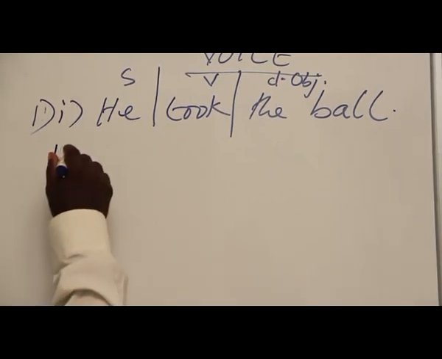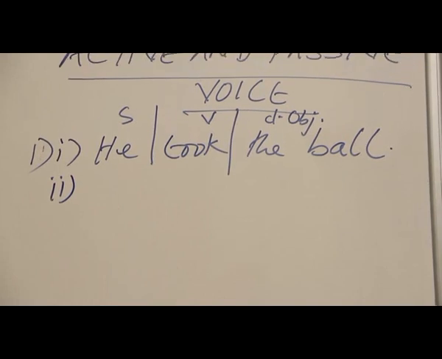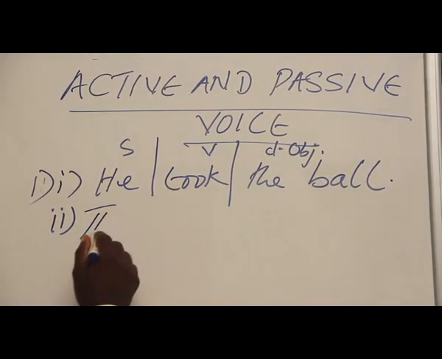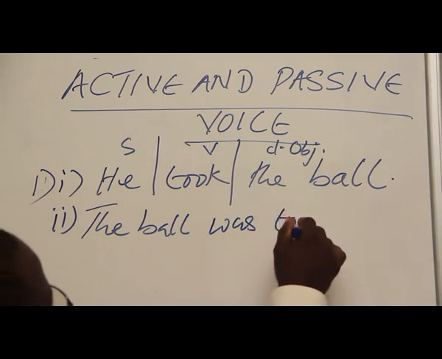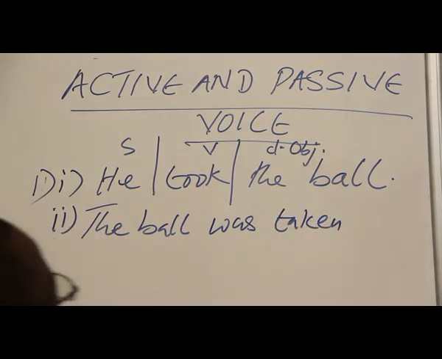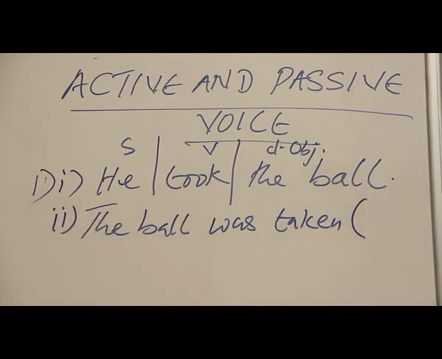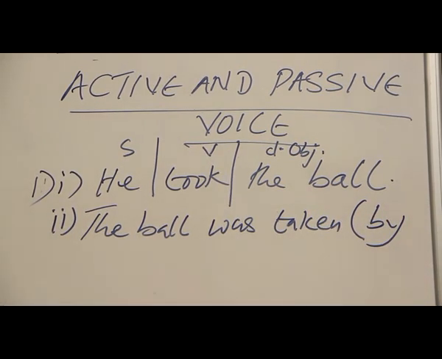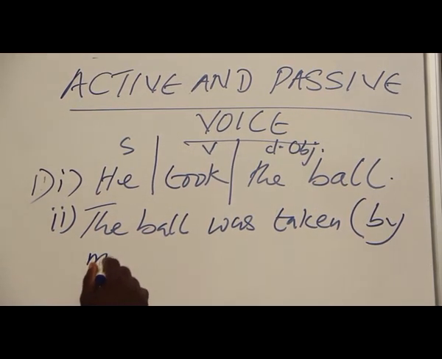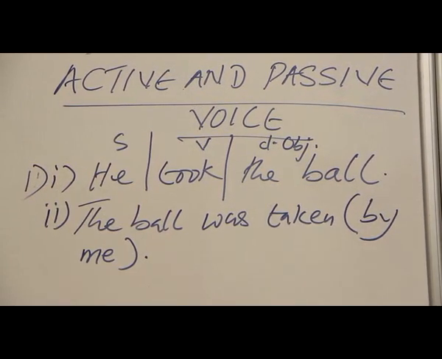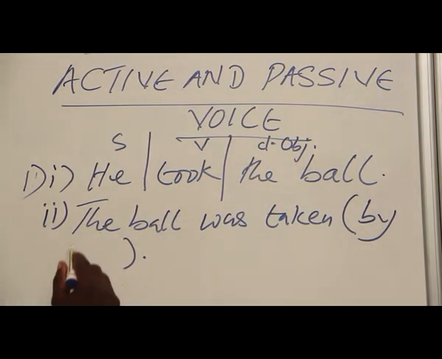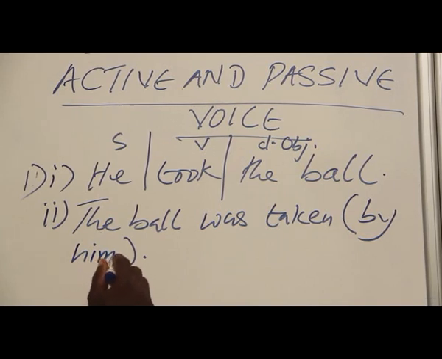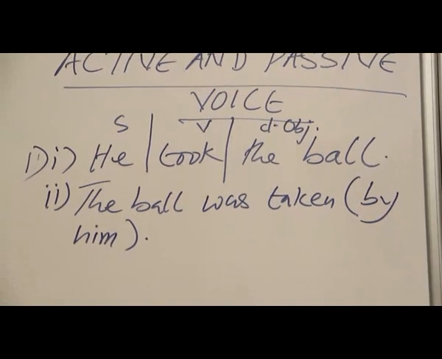So how do we convert that? We bring the ball to the beginning. So now, the ball was taken. We can either leave out the subject or we put it as a complement to the preposition by. So it will now be: the ball was taken by him. The subject is he, so it will be by him. So that is the first rule that we must follow.